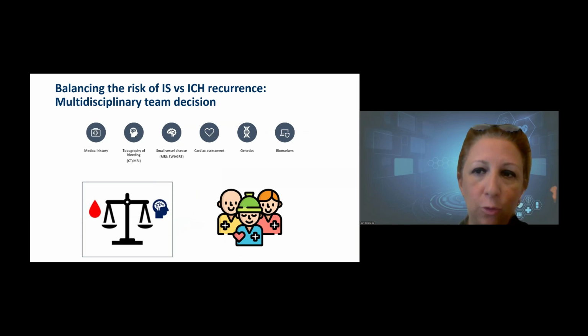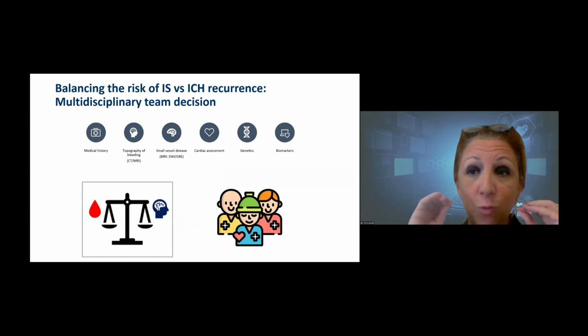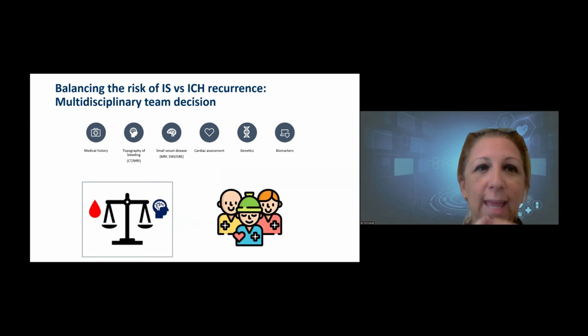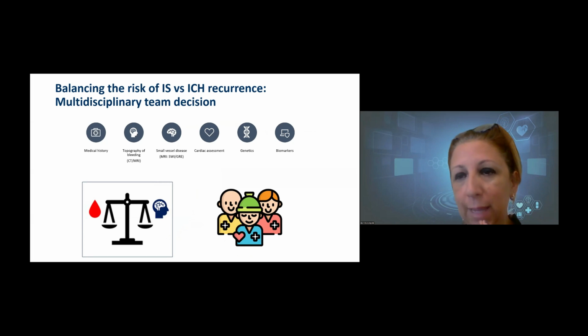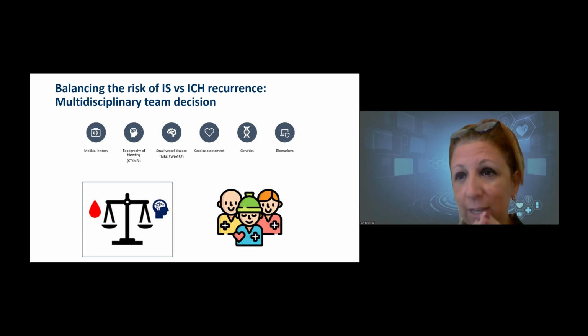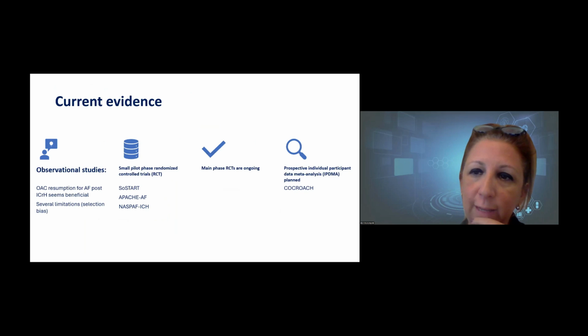Going back to risk stratification, the thromboembolic risk should be balanced against the individualized bleeding risk, taking into account all these factors, and ideally, this should be done by a multidisciplinary team, incorporating patient and family preferences in the lack of strong evidence. And let's move to the available data.